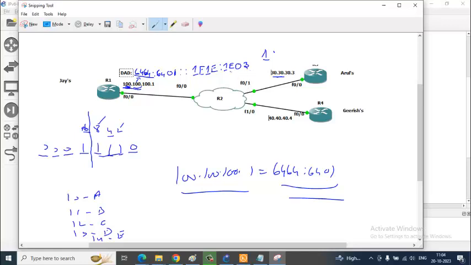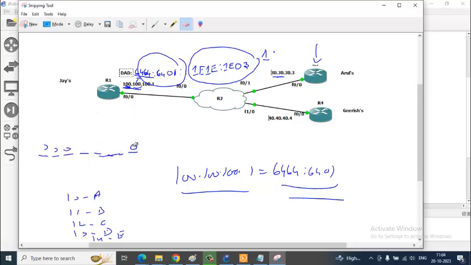This is what needs to be embedded in all the addresses of Arul. This is for Arul. This is for J. And let's do it for Girish. If you want 40, here is 32 and here is 8. This is what 40 is. All the rest are going to be 0.